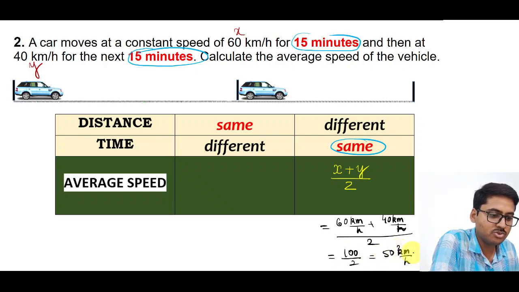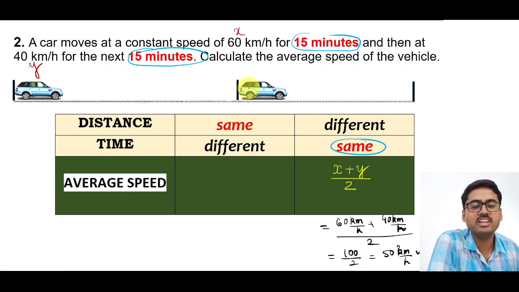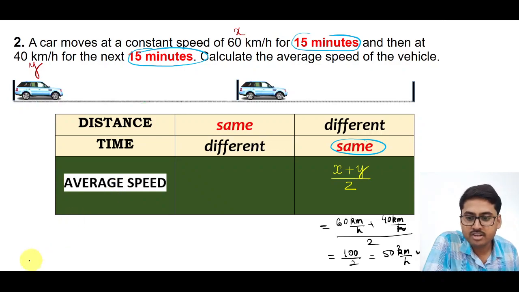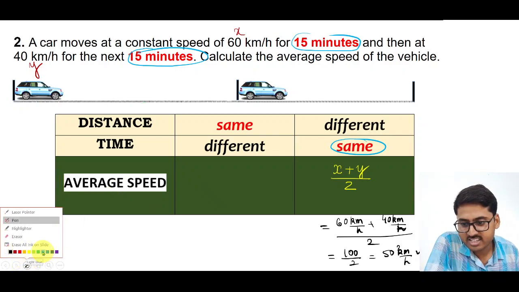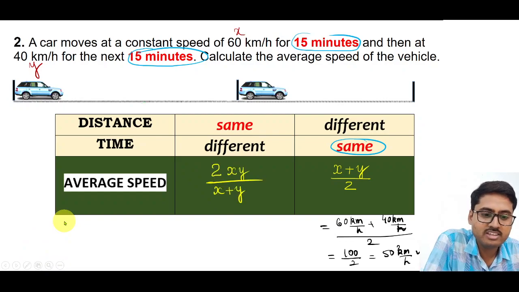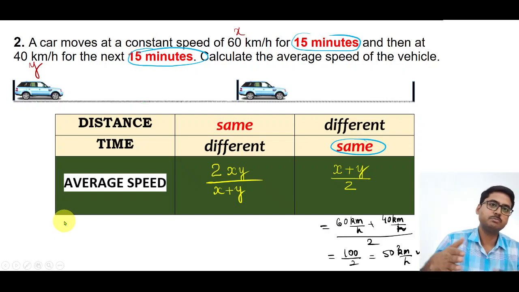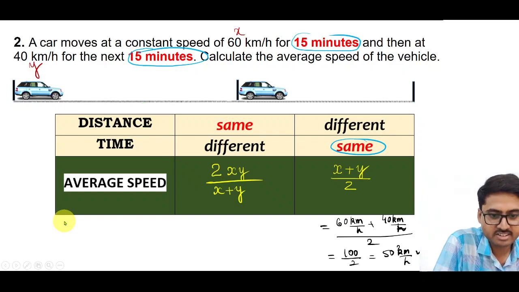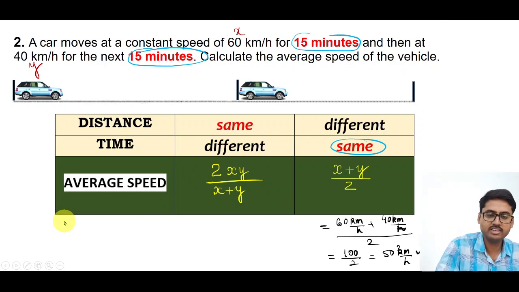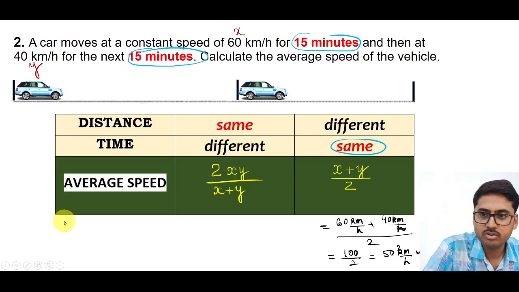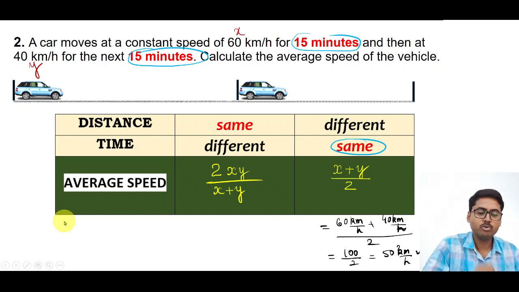Now this is true only in the case where the time interval is same, okay? But if the time interval is different, in that case we have a different solution. The formula is 2xy divided by x plus y, where x is the speed in the first interval and y is the speed in the second interval. So you will find that solution in the next set, which I will be discussing in the next video. For now, I have a bonus question for you.